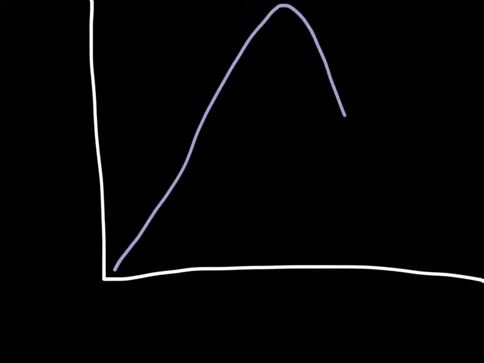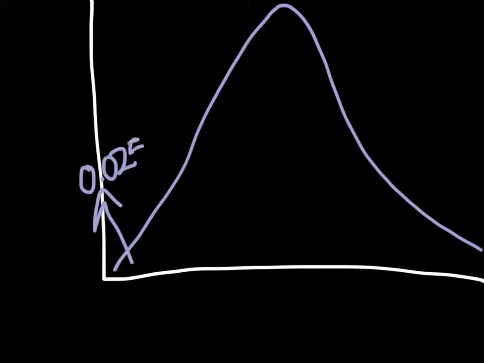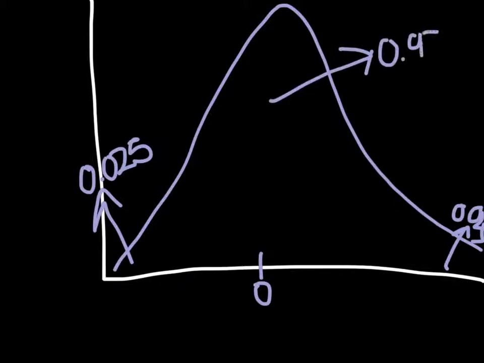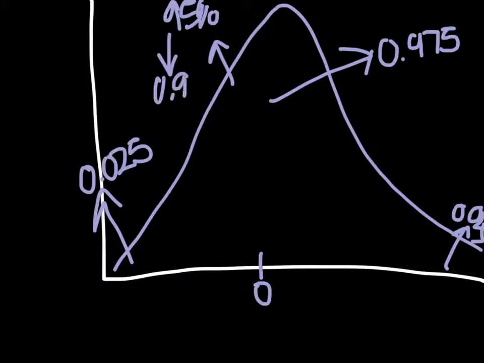Next, you have to draw the graph, and it looks like this, and then in the tails is 0.025, 0.025, and then 0 down here, and 0.975 is the area left over. It's 95%, so 0.95, however you want to do it.